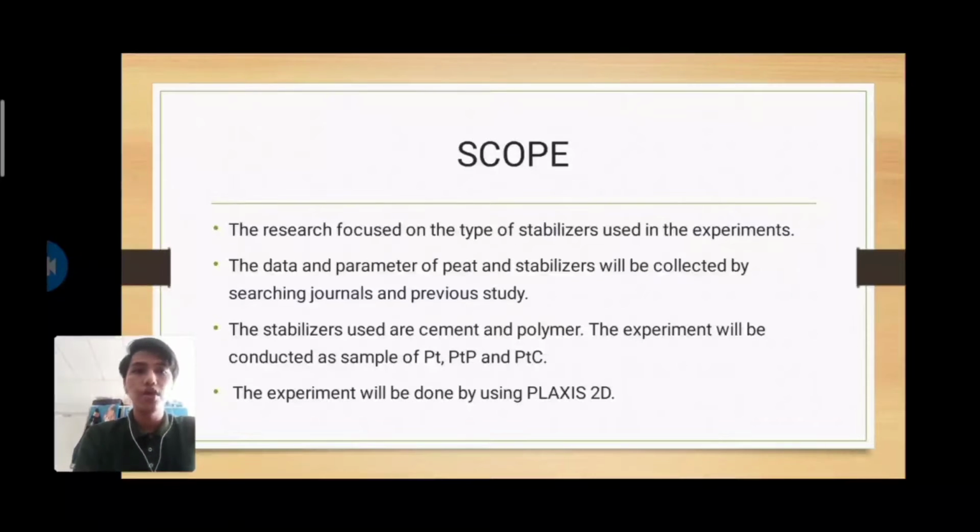For the scope, the research focuses on the type of stabilizer used in the experiments. The data and parameters of peat and stabilizer will be collected by searching journals and previous studies. The stabilizers used are cement and polymer. The experiment will be conducted on samples of PT, PTP and PTC. The experiment will be done using Plaxis 2D.